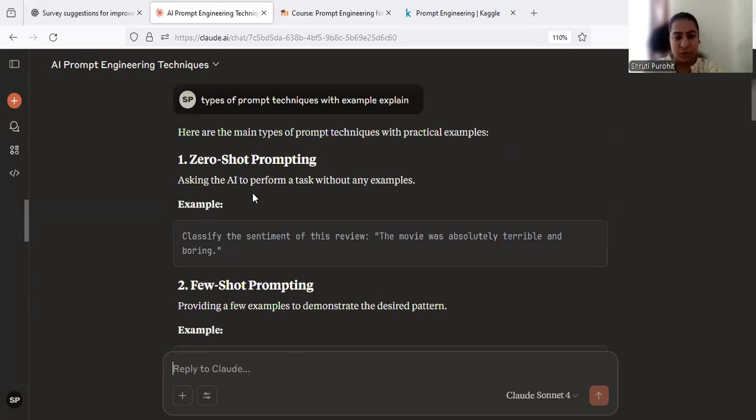So, zero-shot prompting, where you are providing no examples, only the statement and the task mentioned there. For example, classify the sentiment of this review: the movie was absolutely terrible and boring. So we are just asking. We are not mentioning how we want the sentiment, what the result will be, or how it should provide the result. These things are not mentioned, only the task is mentioned. It's called zero-shot prompting.